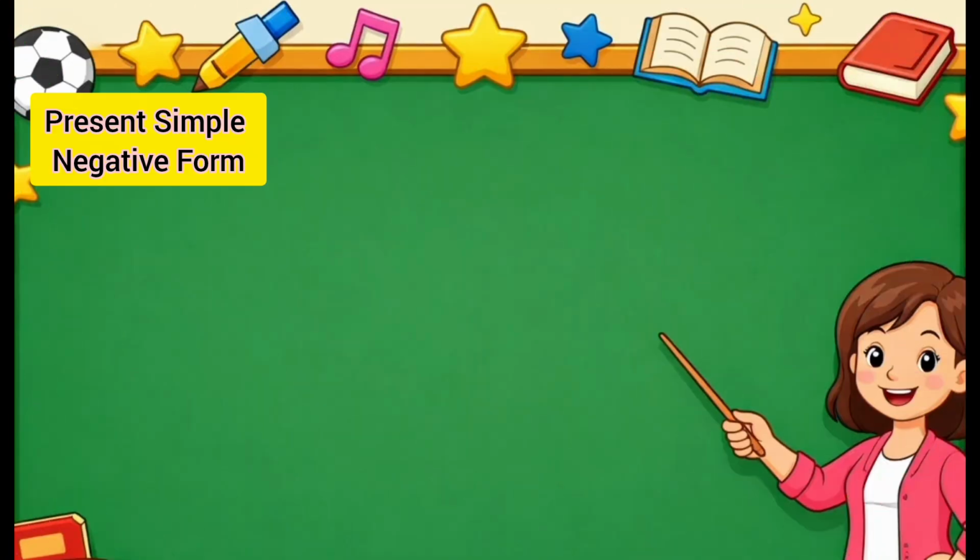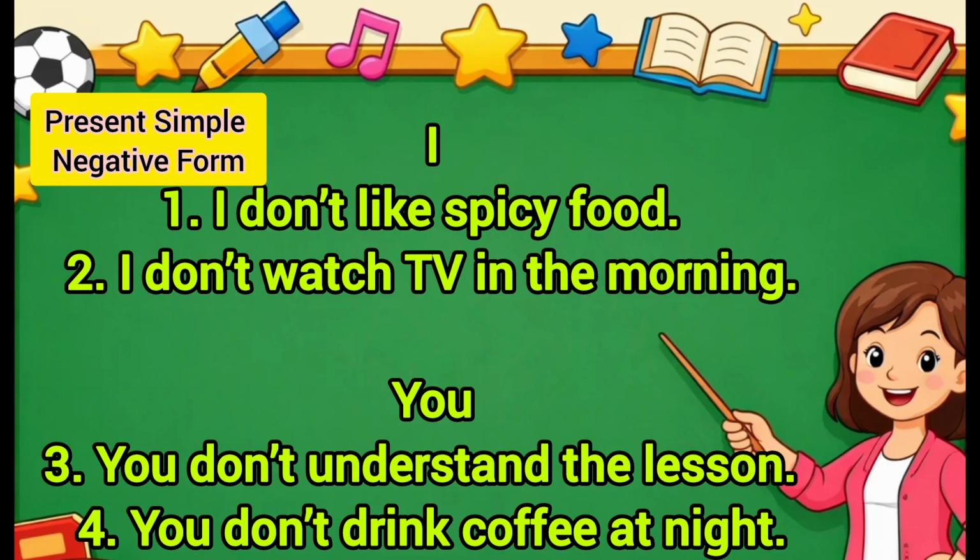20 negative present simple sentences. 1. I don't like spicy food. 2. I don't watch TV in the morning. You. 3. You don't understand the lesson. 4. You don't drink coffee at night.